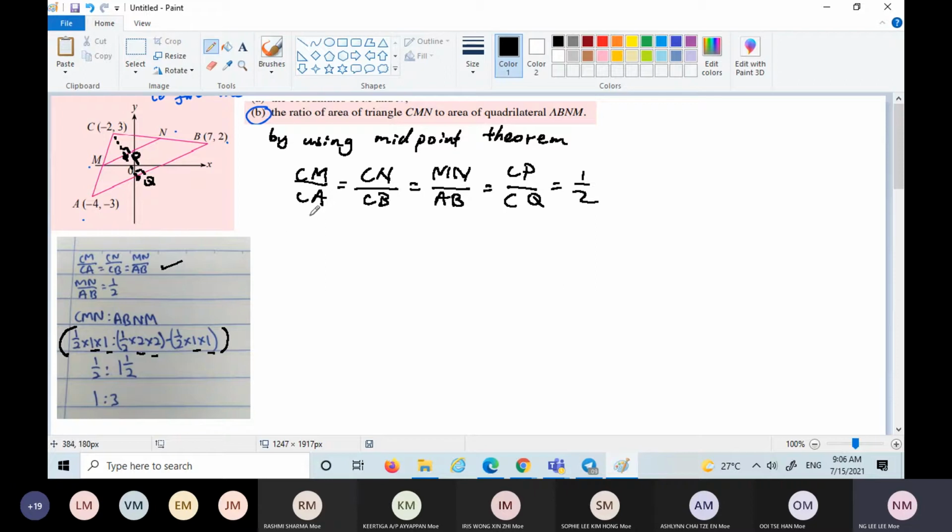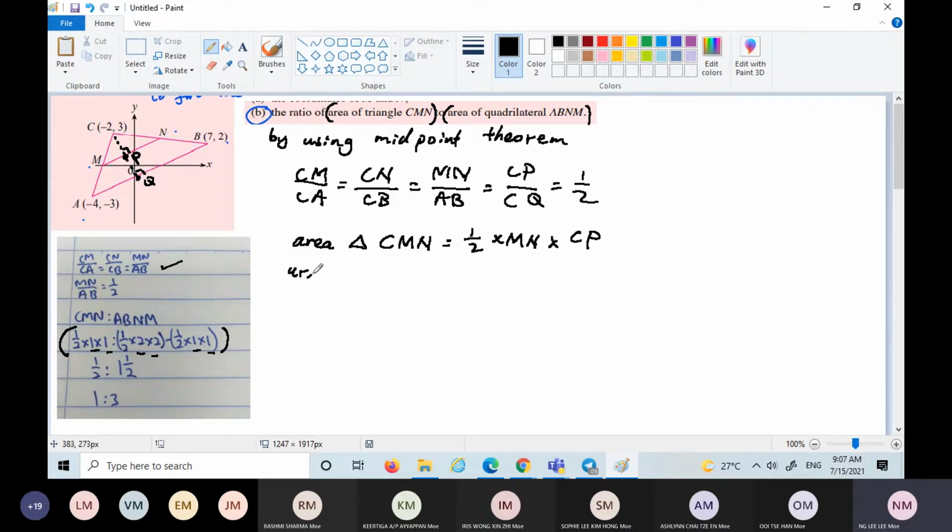Now we want to find first the area of triangle CMN. We write out the formula: half times the base, which is MN, times the height, which is CP. Then the area of quadrilateral ABNM. This one I'm going to use the big triangle minus the small triangle to get it, the balance will be the area of the quadrilateral.